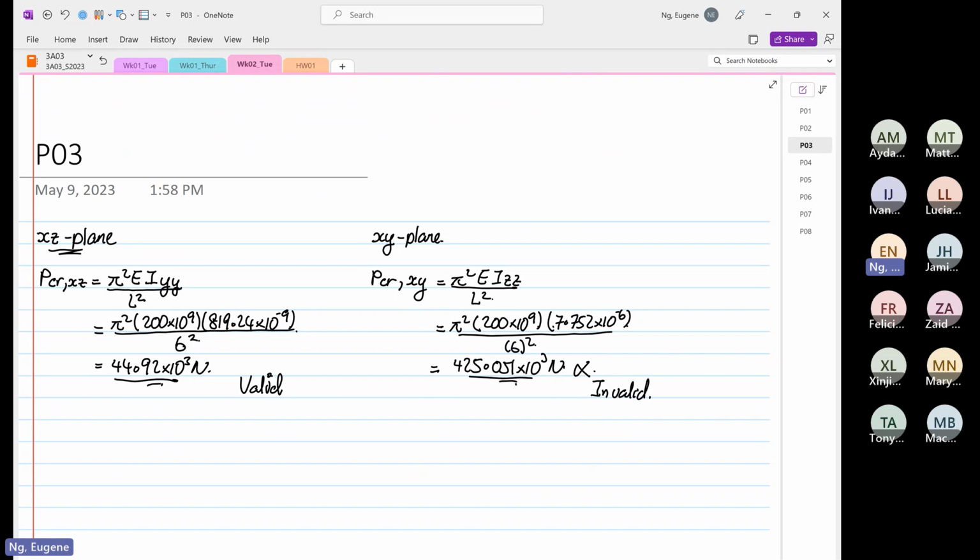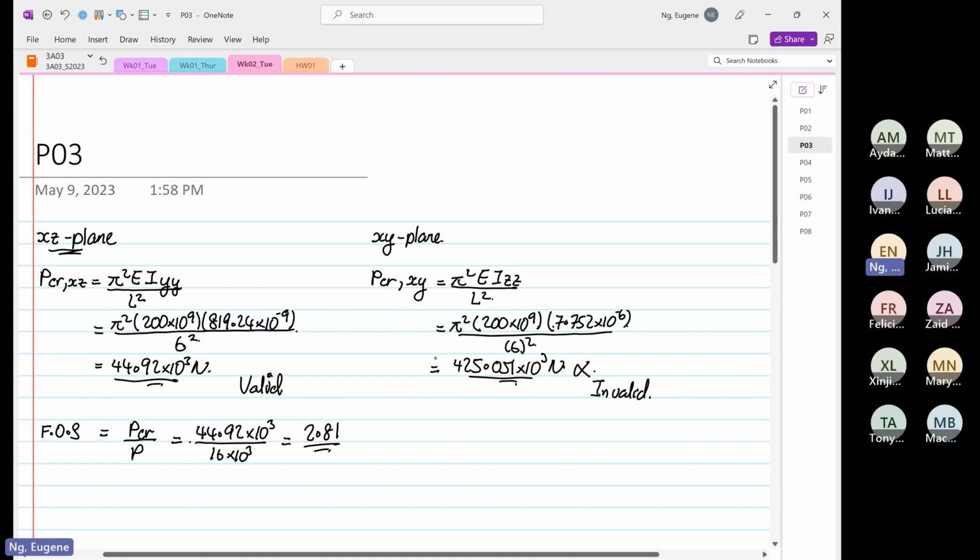So towards the end, we are going to calculate the factor of safety. So let me write out the formula. This is our P critical divided by our P. So this is equal to 44.92 times 10 to the power 3 divided by 16 times 10 to the power 3. So this is equal to 44.92 divided by 16, which is 2.81, or 2.8075. So I'm going to call it 2.81. Okay, that is our factor of safety.